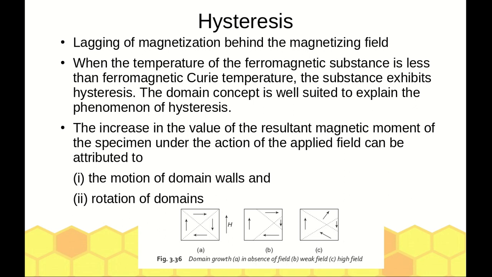The domain concept of a ferromagnetic material explains this phenomenon of hysteresis. The increase in the value of the resultant magnetic moment of a ferromagnetic material under the action of the applied field can be attributed to two processes: one is the motion of domain walls and the other is the rotation of domains.